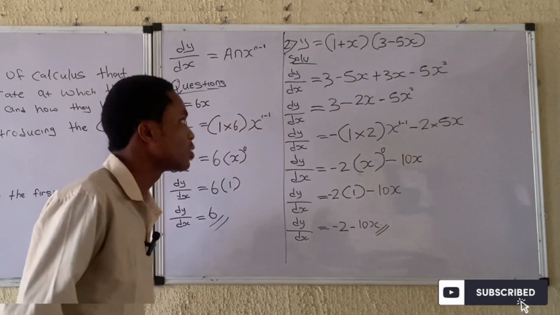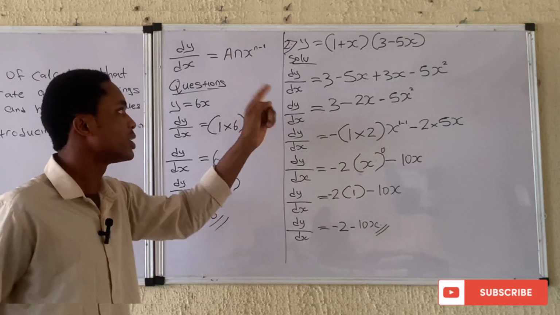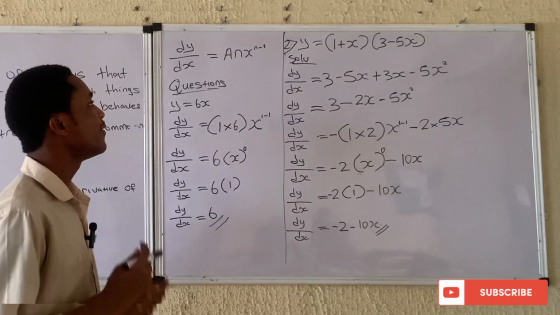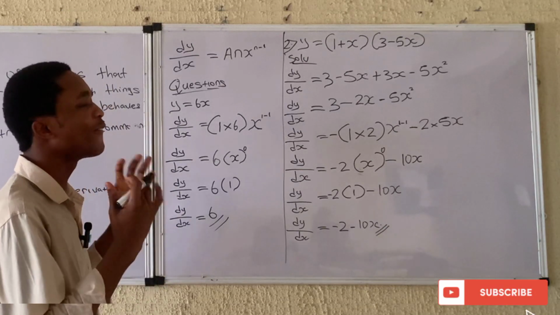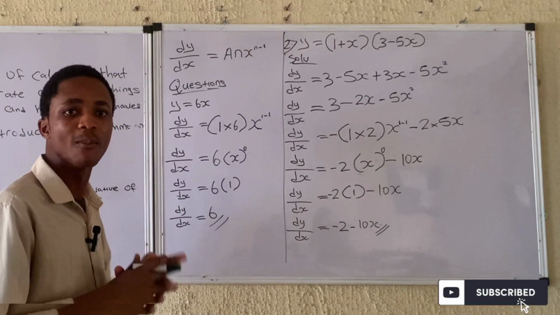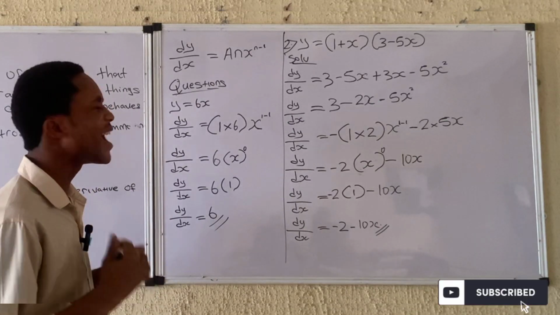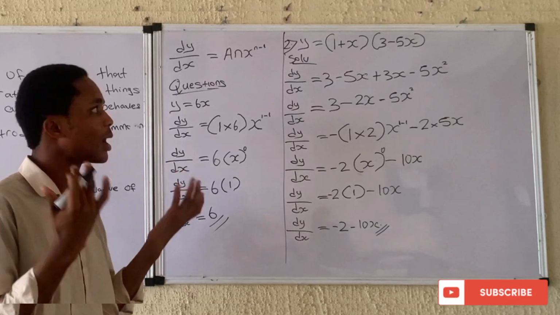Now, question 2. y equals (1 + x)(3 - 5x). If it's a question like this, we don't just differentiate like this. We first have to expand the bracket, remove the bracket before differentiating. So how can we remove the bracket? How can we go about this?